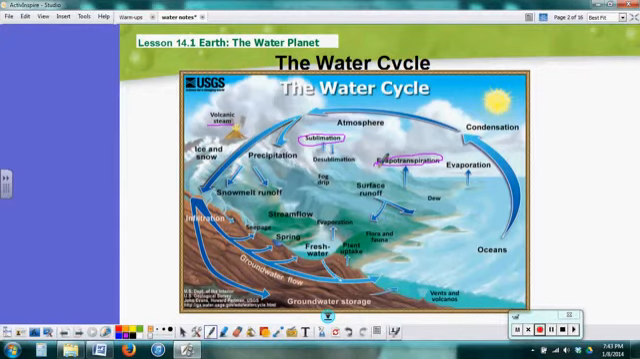Evapotranspiration, that's evaporation off of any surface. Evaporation itself is water going into a gas. But evapotranspiration is water off of objects, off of trees, ground, anything like that. So you need to make sure you know the difference between those two. If you didn't, write it down. Evaporation is water going into gas state off of water. Evapotranspiration is water evaporating off of surfaces, any surface.